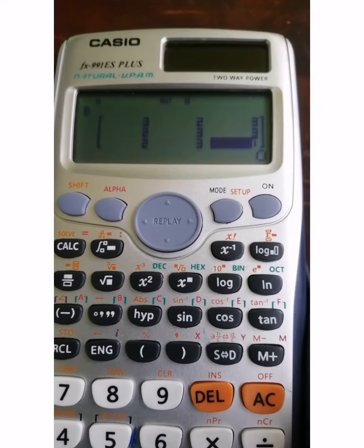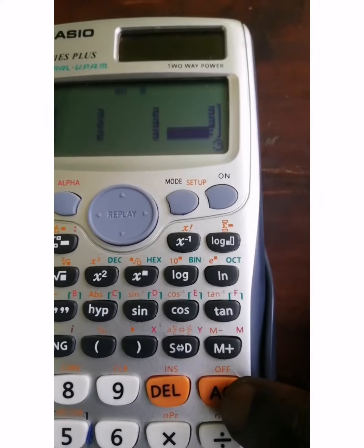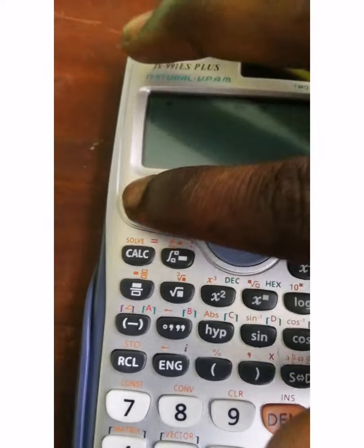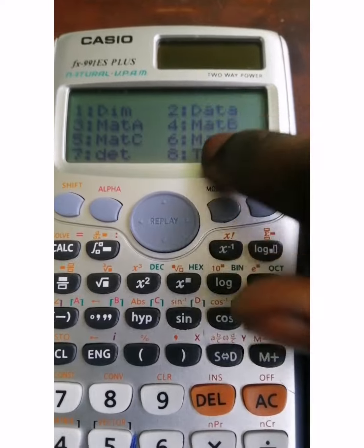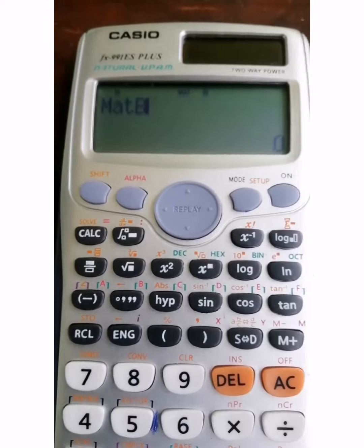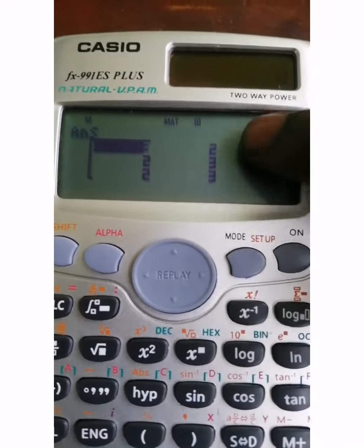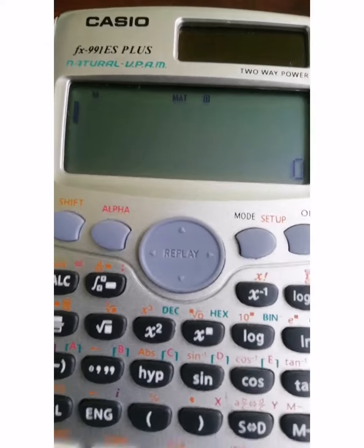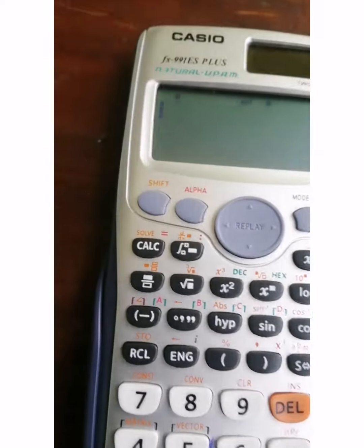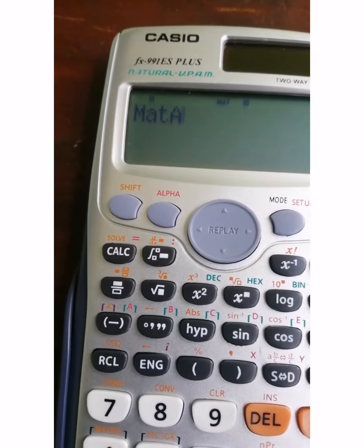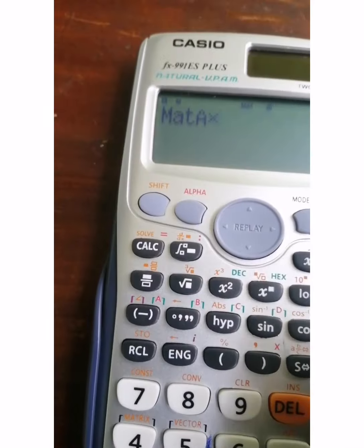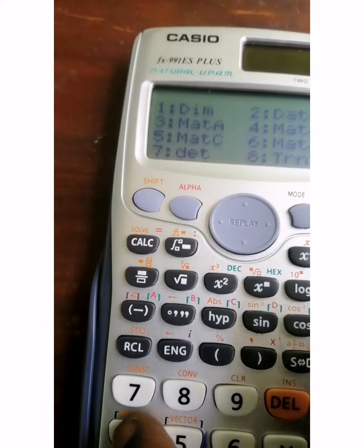So I have 3 here, 4 here. After that I'll press AC. After pressing AC, I want to confirm whether it is stored. So I'll go here, matrix, and I'll go to 4 to see. So now it means I have stored that on the calculator, so you can see it. If I want to multiply the matrices, I just go to shift plus matrix 3 times shift plus 4 4.